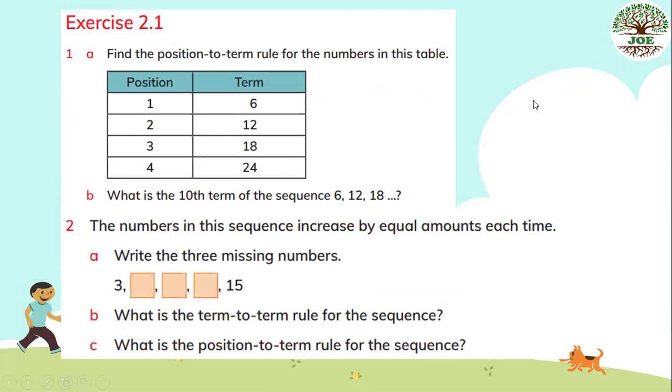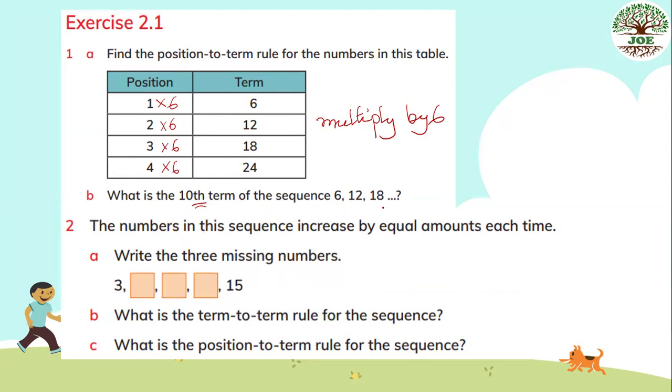This is exercise 2.1. Number 1A, find the position to term rule for the numbers in this table. So there are 4 terms. 1 becomes 6 means 1 times 6. So let's check the second one. 2 times 6 is 12. Okay, 3 times 6 is 18. 4 times 6 is 24. Okay, so our position to term rule is multiply by 6.